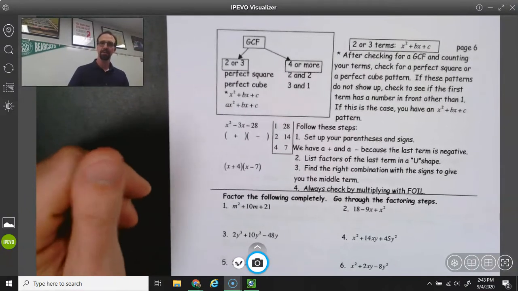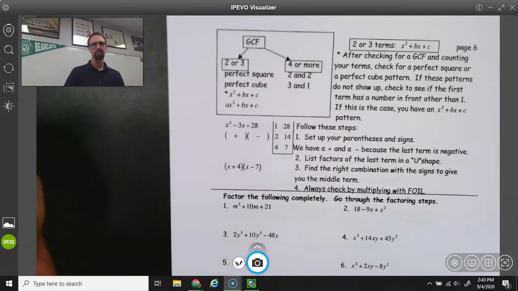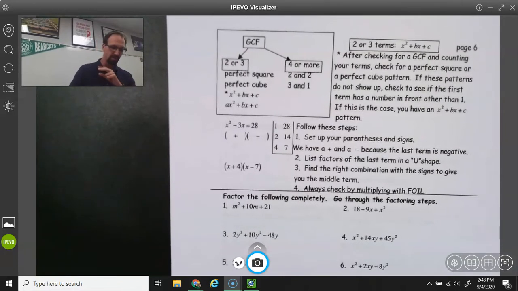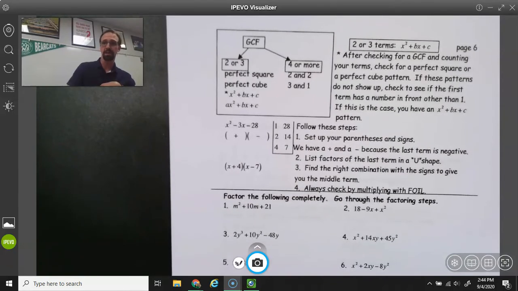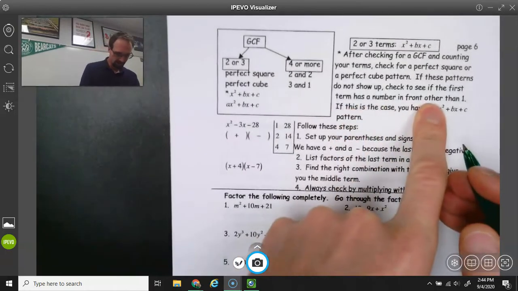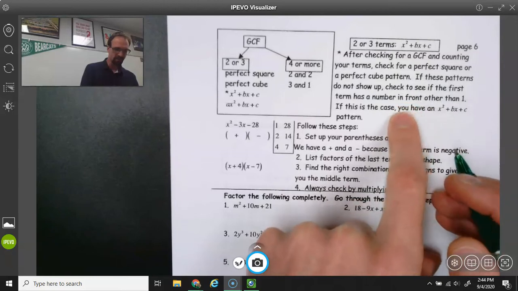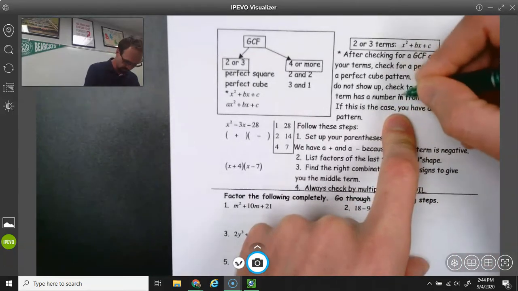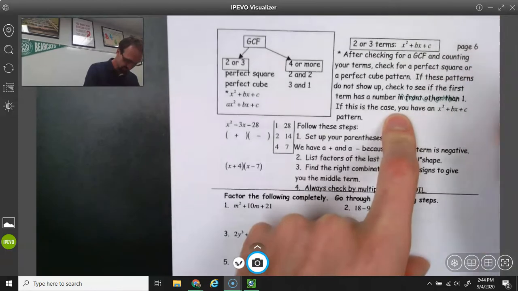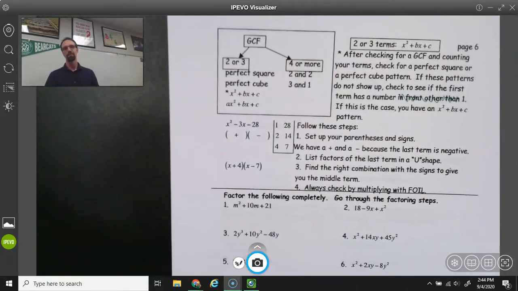This is factoring 2 or 3 terms when you have x squared plus bx plus c, so your first term is 1. After checking for a GCF, counting your terms, checking for perfect squares and perfect cubes, if these patterns don't show up, see if your leading term has a leading coefficient of 1. If it does, then we can work through an x squared plus bx plus c case. This is actually not written correctly. You want to check to see if the first term has a number of 1. So you can x through all that.